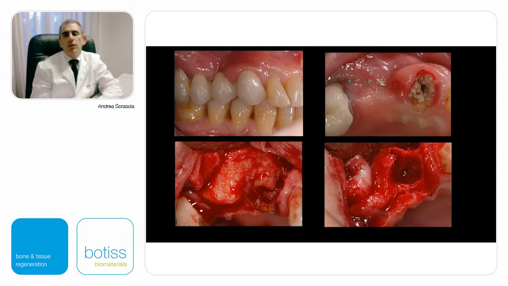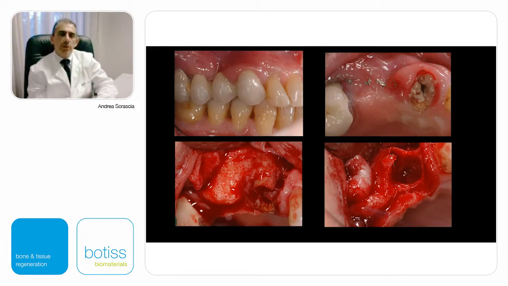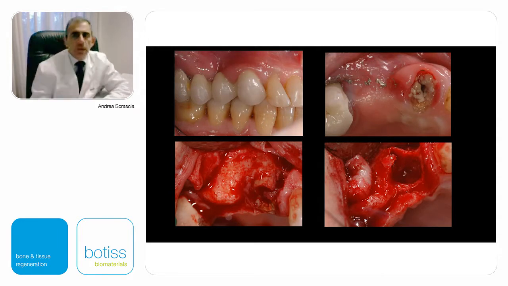Next clinical case, a woman came to me for a fracture caused by an advanced cavity process on the 2.3, main bridge abutment, with bone contraction where the tooth used to be.